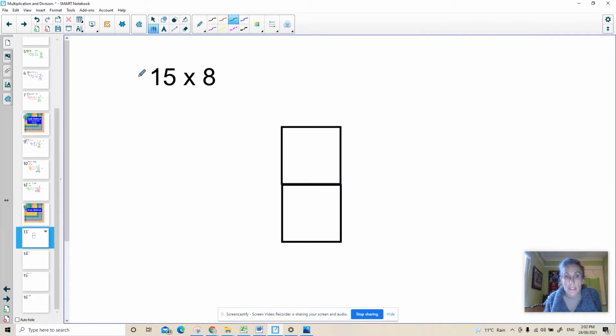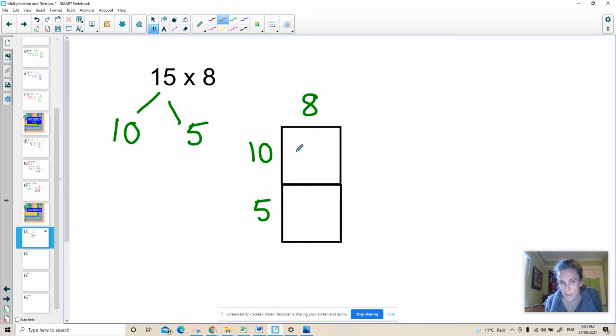So for example, here is a two-digit number times a single-digit number. Again, we still have to split this. We still have to go, okay, 15 is a 10 and a 5. So I'm going to write those down next to these two boxes. I'm going to put the 10 next to this first box, a 5 next to this box, and the 8 up the top. So in essence, we have done the split method, but we're just going to draw it in a different way, and it's going to become particularly useful when we've got two-digit numbers times together.